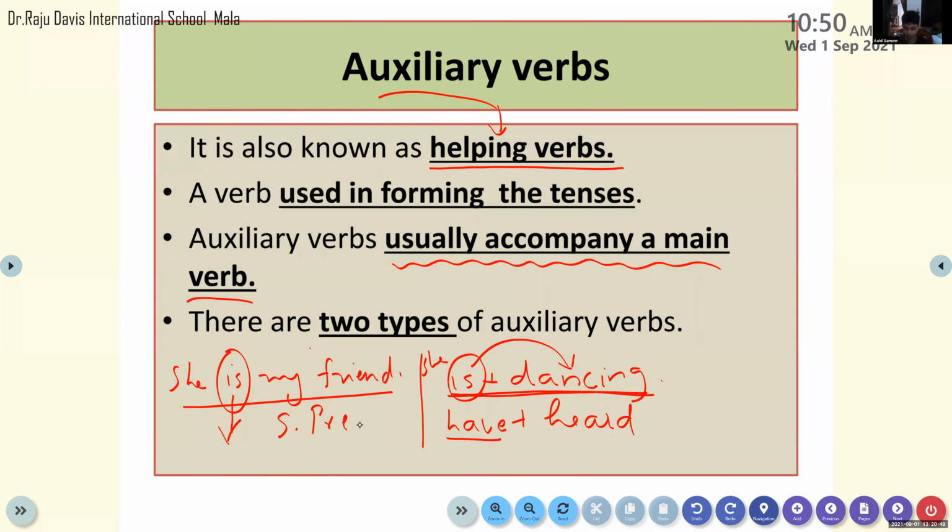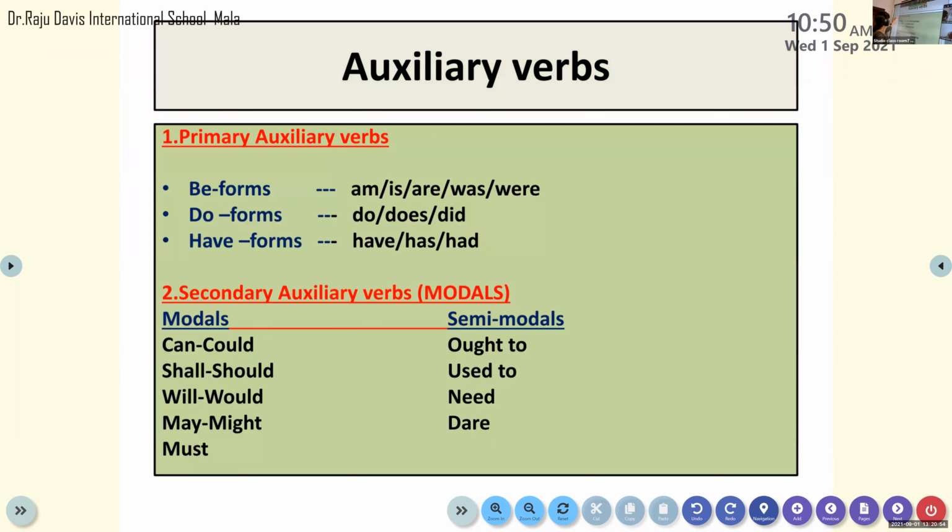Very good. So I've told you there are two types of auxiliary verbs. We have primary auxiliary verbs and we have secondary auxiliary verbs, right? We discussed already, so just brushing up. Primary auxiliary verbs, as you all know, have three subdivisions: be forms, do forms, and have forms. Be forms are am, is, are, was, were. Do forms: do, does, did. Have forms: has, have, had.